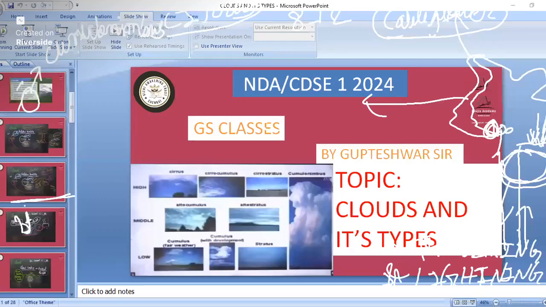So, and remember all these properties. So this is all about the clouds part. So any doubt in the clouds part?